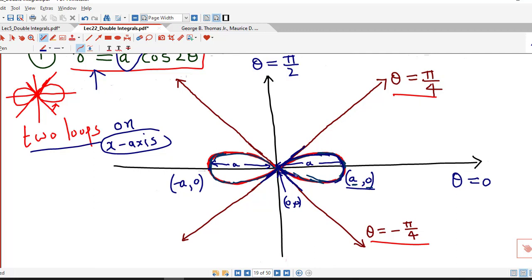So we will start from this point theta equal to minus pi by 4 and we will move in this direction and we will come at this point again. At that point theta is pi by 4. Same thing on the other side also.